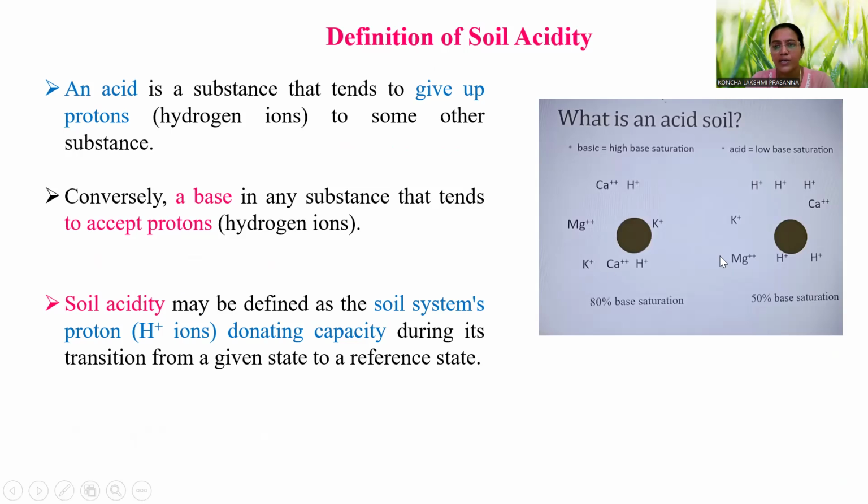So in the acid soil, it tends to give up hydrogen ions. As more hydrogen ions are released, leaching of cations takes place. That is why the base saturation is very low in acid soil. Whereas the alkali soil, that is the basic soil, has more cations present in it. That is why the base saturation is 80% in the alkali soil.